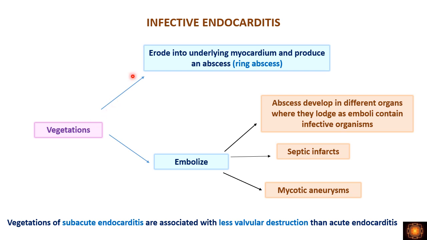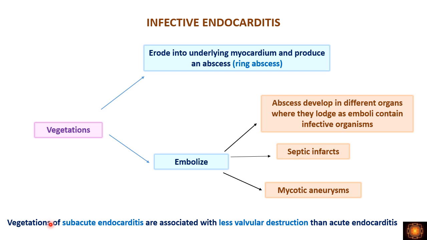Because the vegetations have microorganisms, they can cause more inflammatory process and erode into the underlying myocardium, producing an abscess, which we call a ring abscess. Or these vegetations can embolize. When they embolize, they reach many organs, and in the different organs wherever they reach, they can form abscesses, because these emboli have microorganisms, so the infection occurs again and an abscess is formed. Otherwise they can give rise to septic infarcts, or they can give rise to mycotic aneurysms.